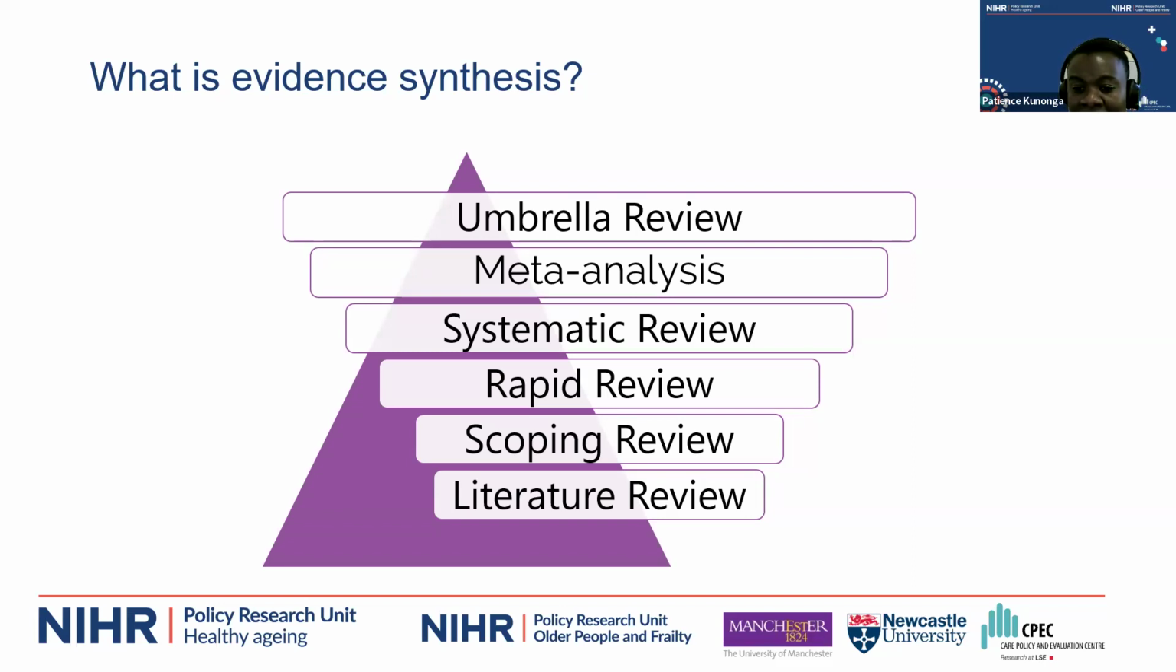And then we have meta-analyses. These use statistical methods to objectively evaluate, synthesize and summarize results. And you've also got umbrella reviews, which are reviews of other systematic reviews.